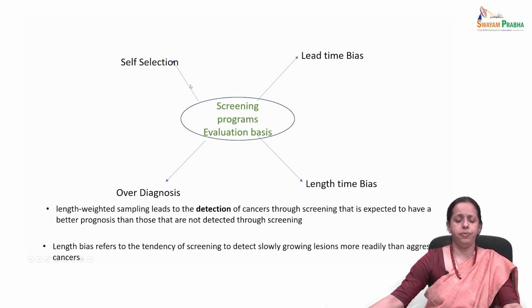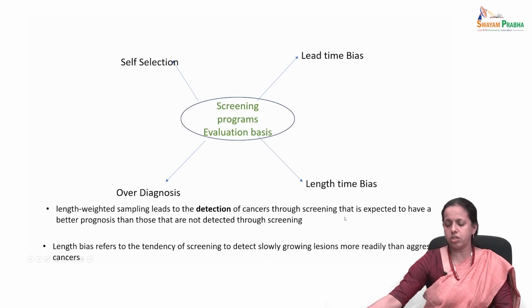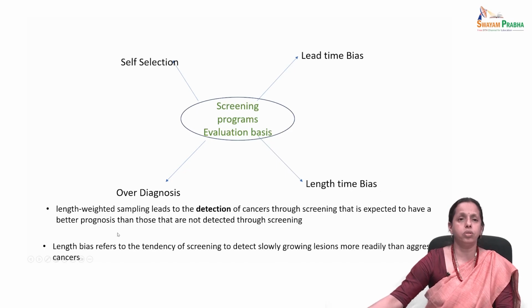So, you have the different bases for screening program evaluation. You have self-selection, then you have lead time bias, and you have length time bias. What is length weighted sampling? It leads to the detection through screening of cancers that are expected to have a better prognosis than those that are not detected through screening.